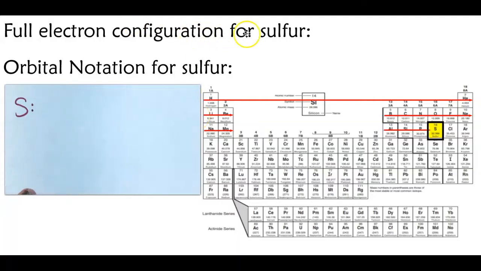Now we're going to write the full electron configuration for sulfur. Here is sulfur. Notice we're going to have to start from the beginning of the periodic table and work our way all the way to sulfur. So across row 1, it goes 1s2.